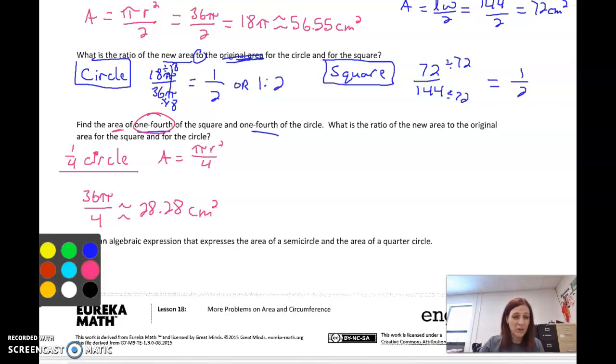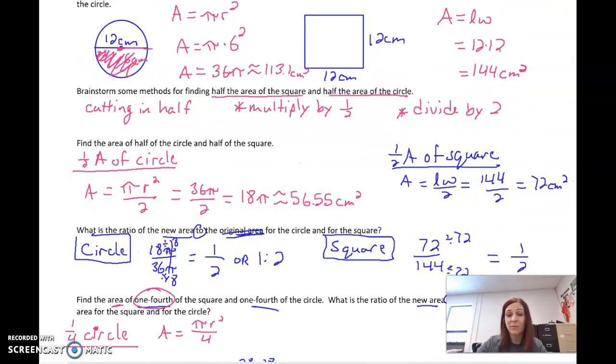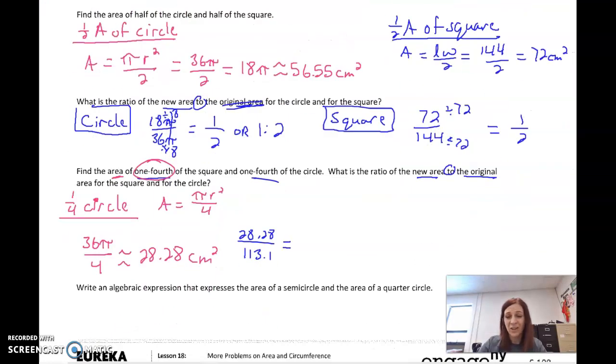I will tell you about this new ratio part here, new area to original area. Well, guess what happens when you take 28.28 and divide it by our original area of 113.1? If you were to type that into a calculator, you'd get 0.25, okay? So here's my original. Trust me, it works out to 1/4, okay?